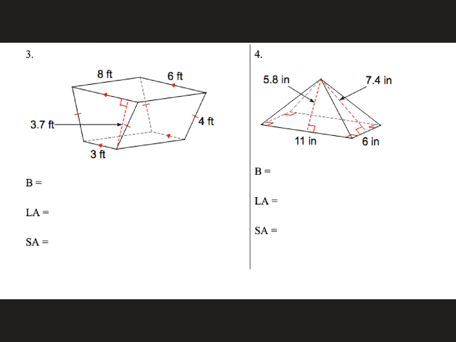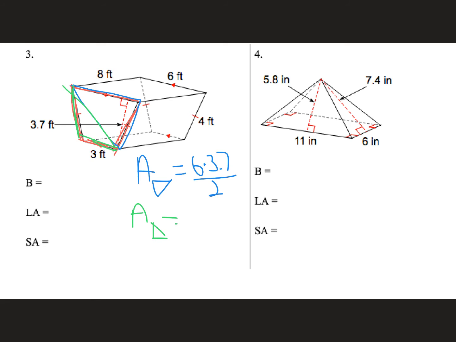For number 3, okay, so the base is this trapezoid here. I'm going to think of that trapezoid as 2 triangles. So I'm going to think of it as a blue triangle. The area of the blue triangle is base times height divided by 2. So that's 6 times 3.7 divided by 2. And then I'm also going to think of this as a green triangle. The area of the green triangle is the base, which is 3, times the height, which is also 3.7, divided by 2.